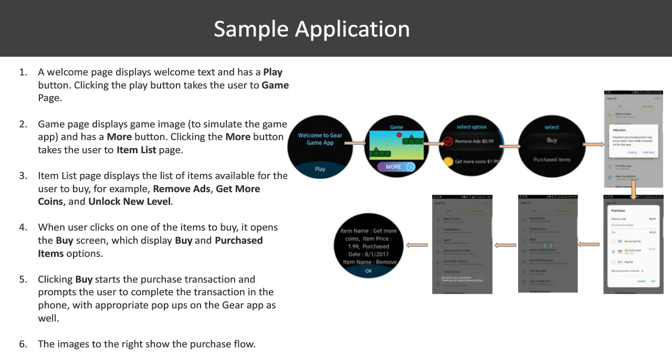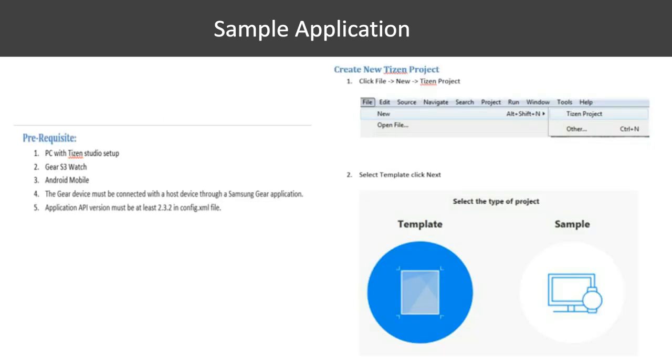So let's see how to create the sample application. As you might already be familiar with Tizen Gear app development, you have to download the Tizen SDK and install it on your device. There is a Tizen Studio, which is the IDE available to develop the web applications. The prerequisites are that you should have already set up the Tizen Studio, and you need a Gear S3 watch and an Android mobile phone.